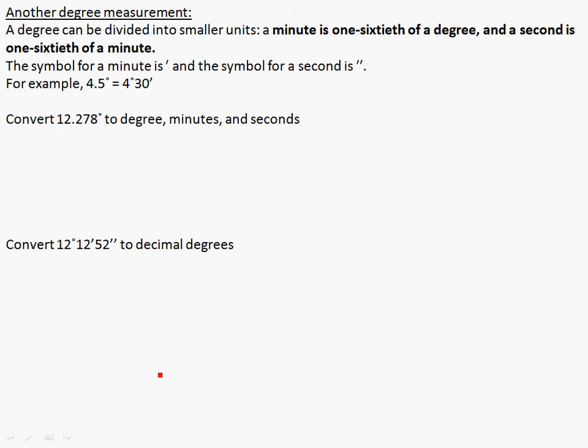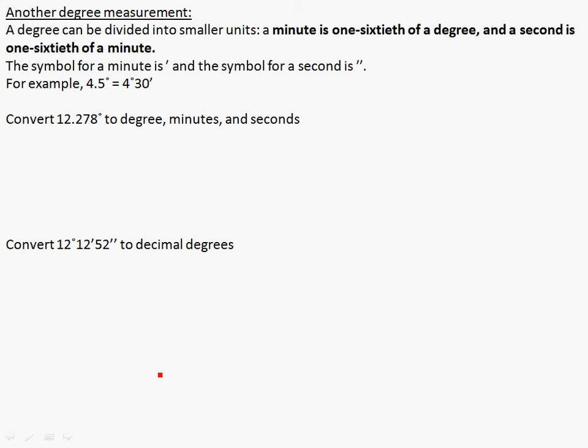Alright. So hopefully that was most of the review. Now let's look at something new. So degrees can be measured into a different notation. This is a slightly older notation, but we're used to seeing decimal degrees. But we can use what are called minutes and seconds.